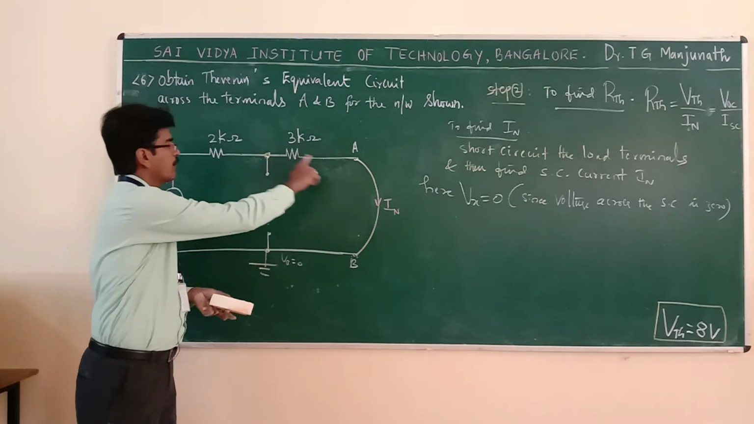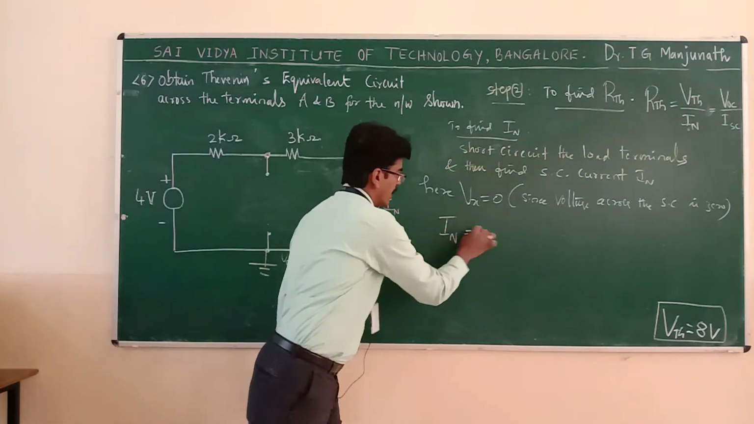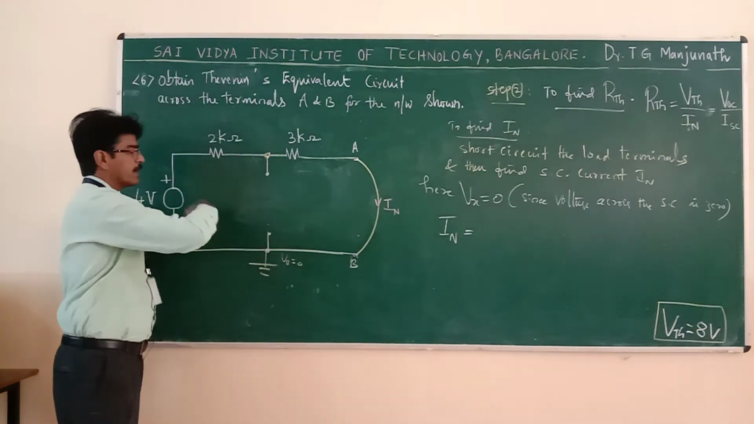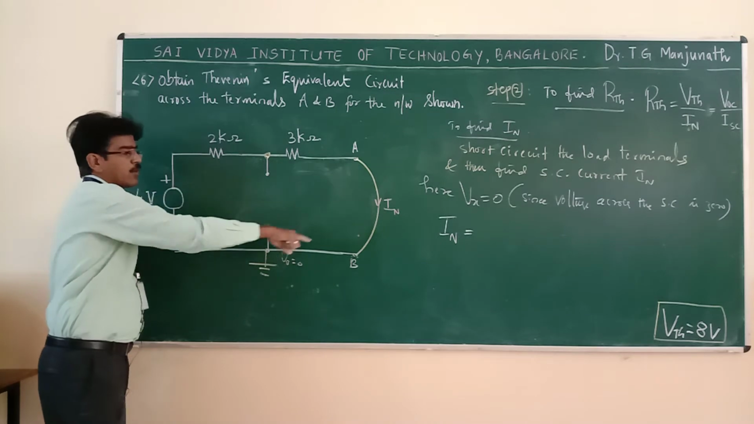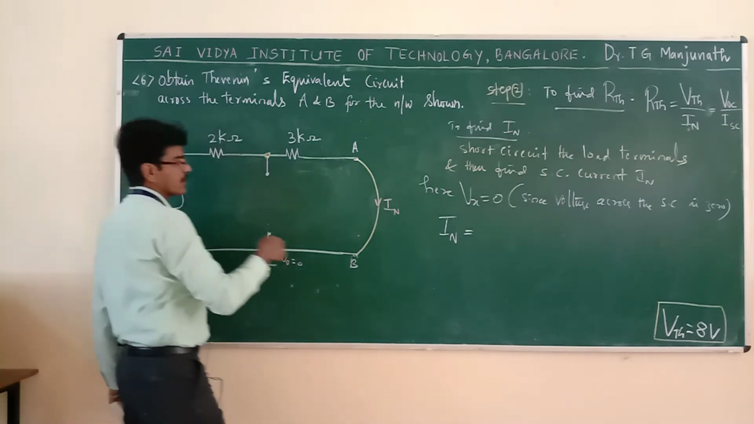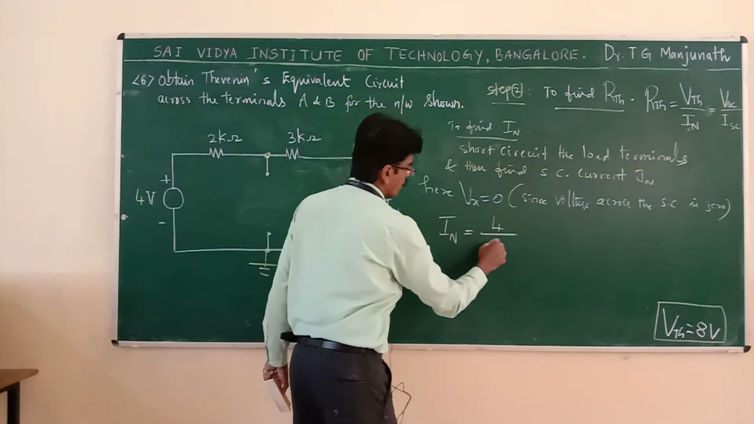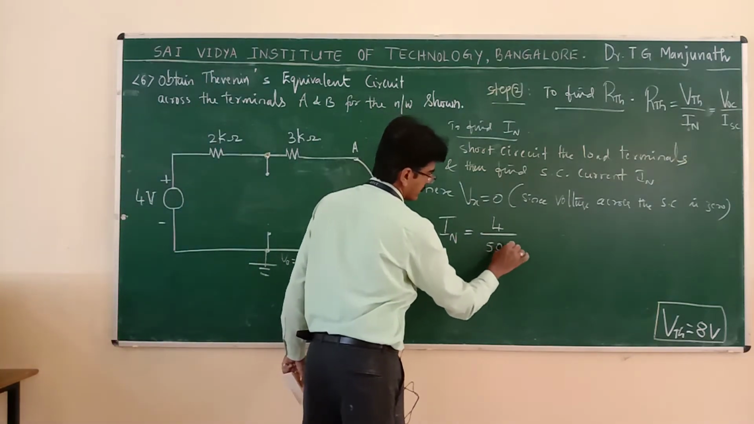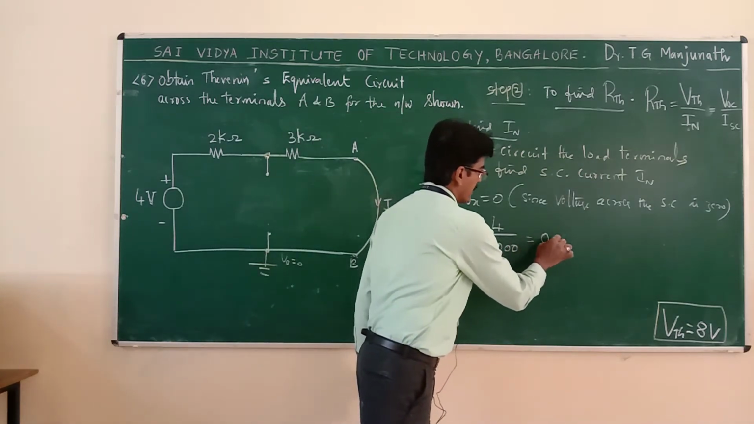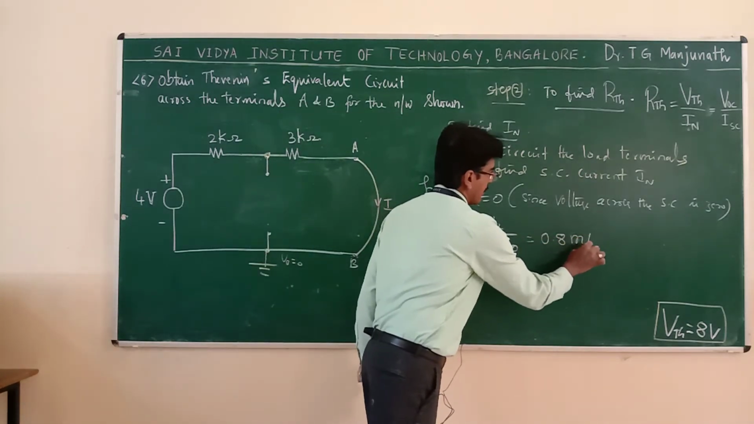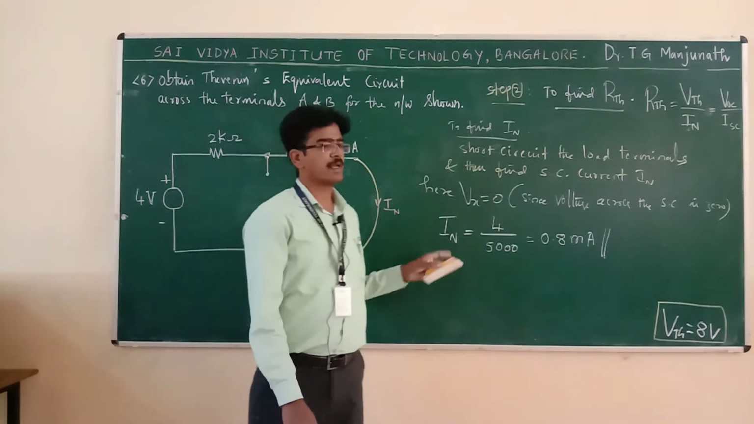IN. We have only one loop. I can find the current directly. IN is equal to what? In a single loop network, current is equal to voltage divided by total resistance in that loop. That is 4 divided by (3 plus 2), 5K, that is 5000. That is how much? 0.8 milliampere. You got IN now.